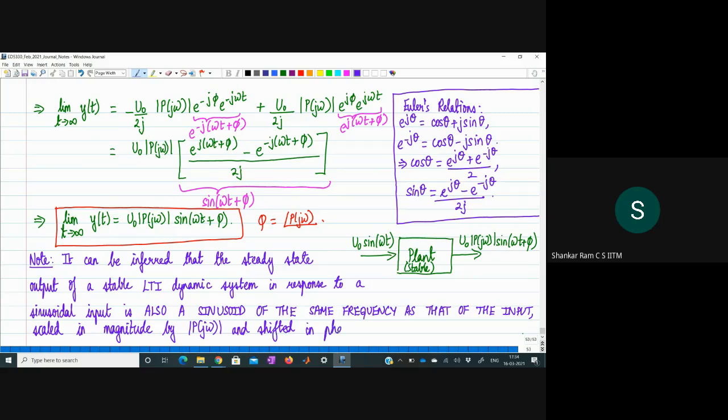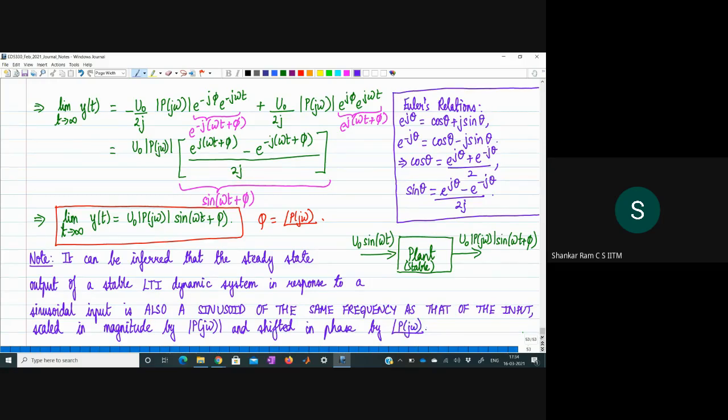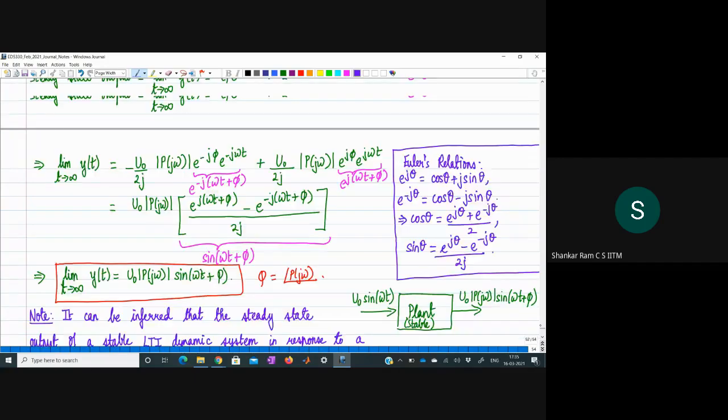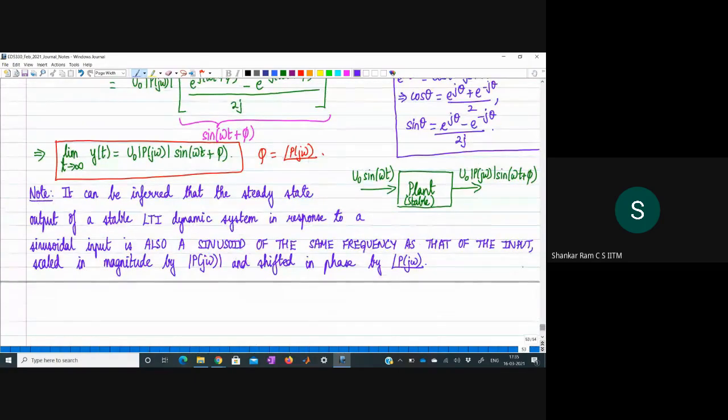Okay, so this is a property that is an important characteristic of a stable linear time invariant system. And we will discuss why it is important. So this is the important result from this discussion. So once again, let me repeat this.